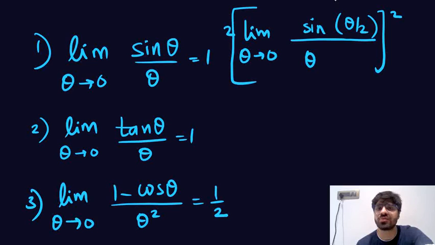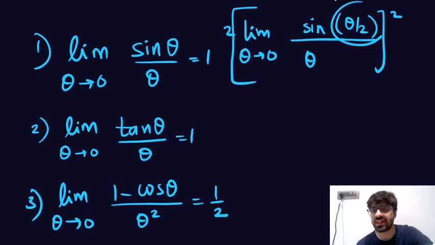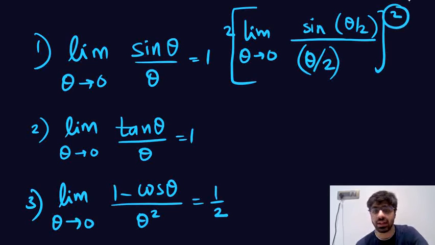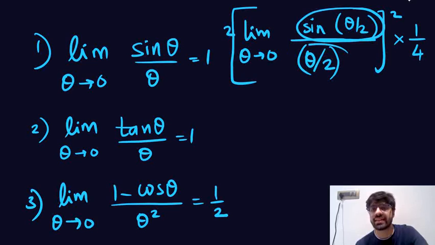Now we have limit of theta tends to 0, sine theta by theta was equal to 1. But now here we have theta by 2. So we need to make this theta by 2. And to balance that 2, we will multiply with a 2 in the denominator only. That 2, when taken out of the bracket, will come out as 1 by 4. And finally the value of this bracket will be equal to 1, because this is of the type limit of theta tends to 0, sine theta by theta.